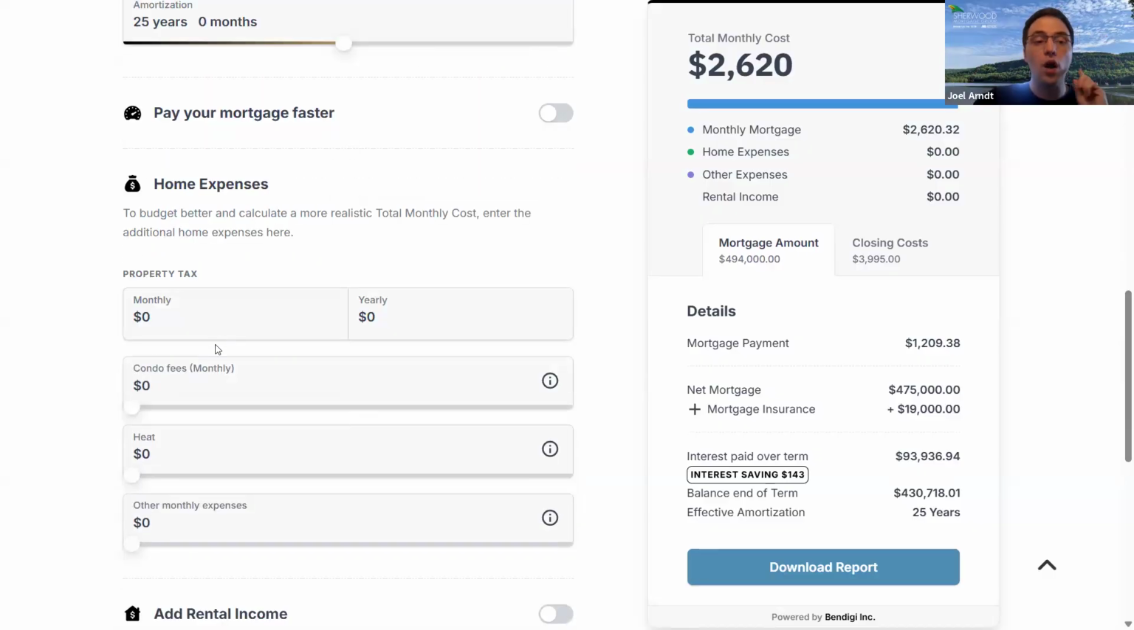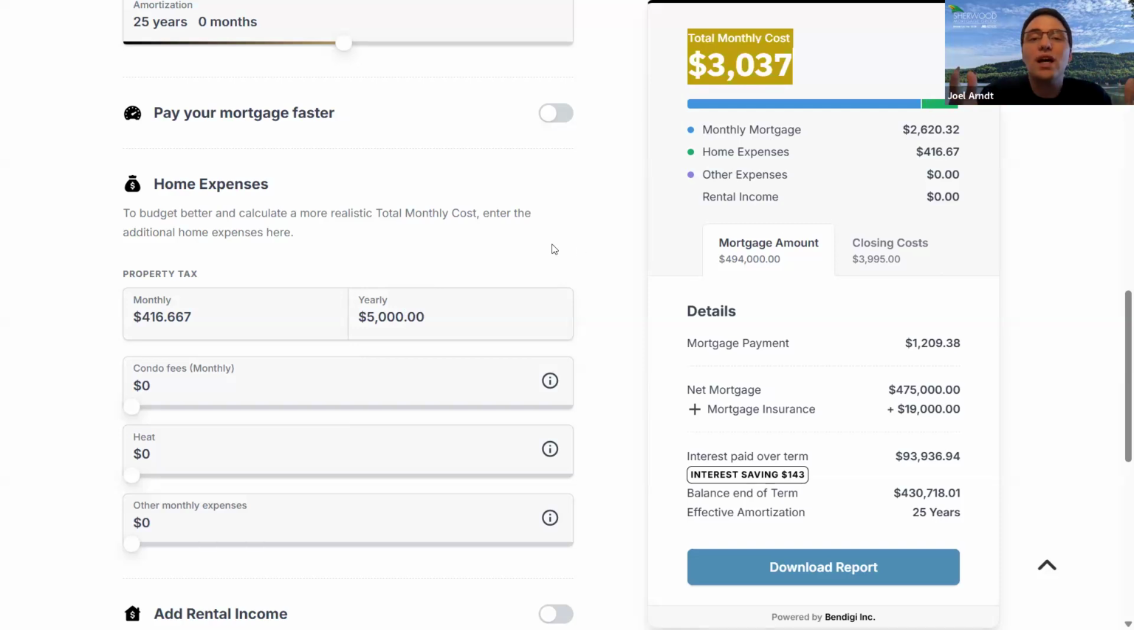I strongly suggest, if you have a listing for a home up and ready, punch in the annual property taxes. Most, if not all, listings in Ontario will display them. Throw that in there, okay? Just to give yourself a sense. So now you see that the total monthly cost is adding in some of the home expenses. It's going to give you a sense for the full cost of this mortgage.